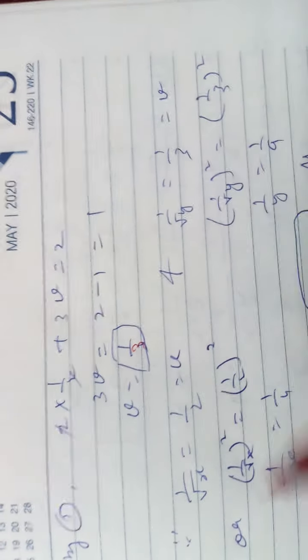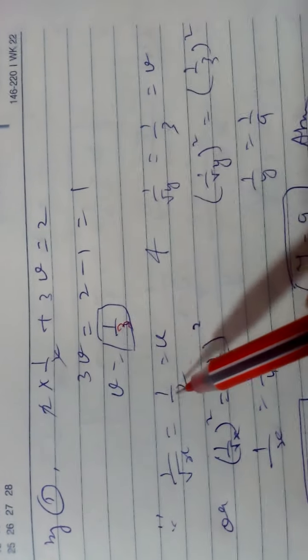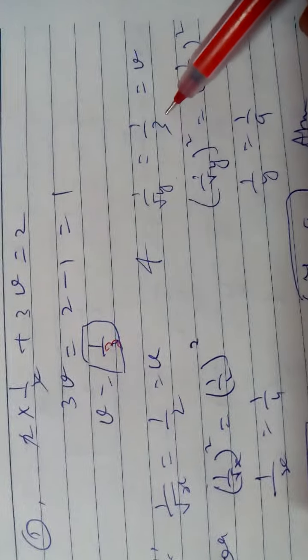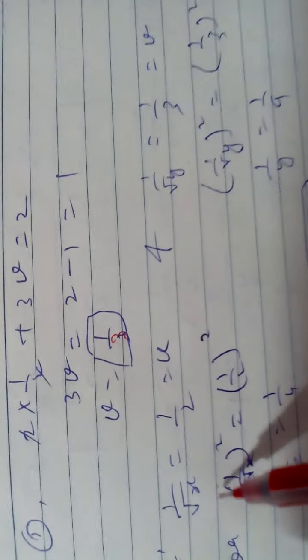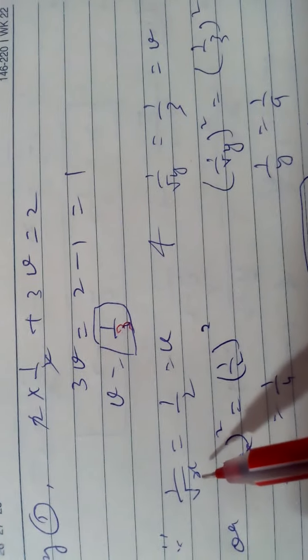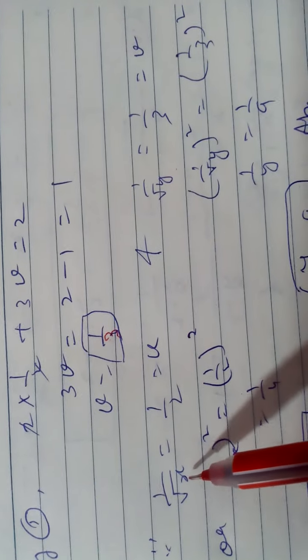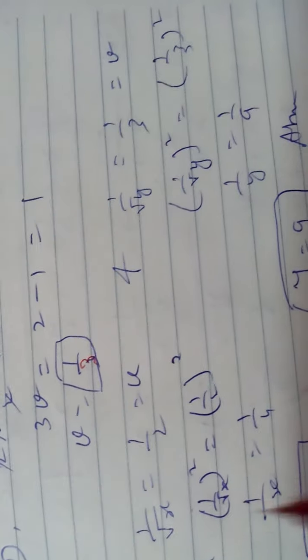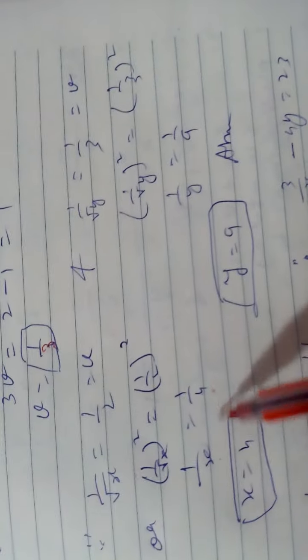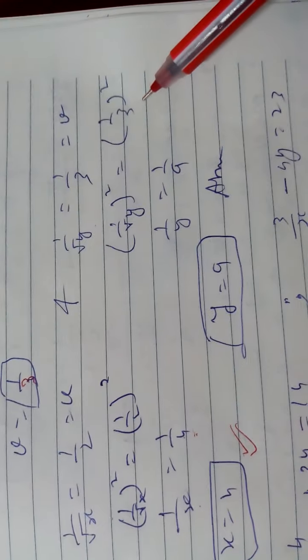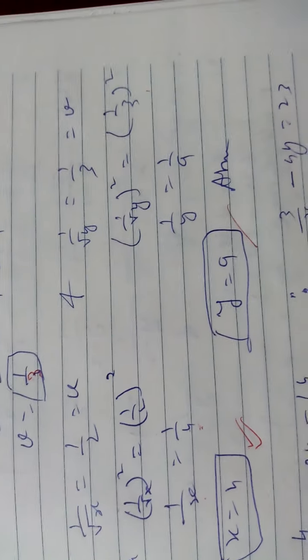And then put the value: 1 upon root x is u, that is 1 by 2. 1 upon root y is v, that is 1 by 3. But it is very difficult. You don't want root x, you want x. How will you reduce the root? In 9th standard you know, squaring the square root, then the root will be reduced, squaring both the sides. So root x square will be x, and 1 by 2 square is 1 upon 4. So now cross multiply, x is 4. Similarly here squaring both the sides, y equal to 9.